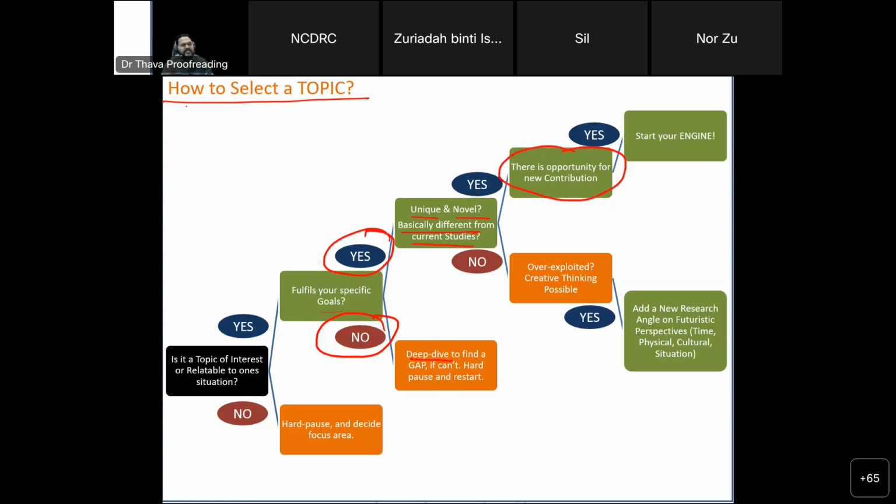Let's say you still cannot find that gap, it's still very cluttered, it doesn't actually give me a gap. I don't know what I'm doing. There's actually no gap. My supervisor keeps telling me there is no gap, there is no gap. It happens, it happens. So you need to find out whether that area is overexploited or not. One of the most common areas for overexploitation is education, which is overexploited in certain areas. Another very much overexploited area.